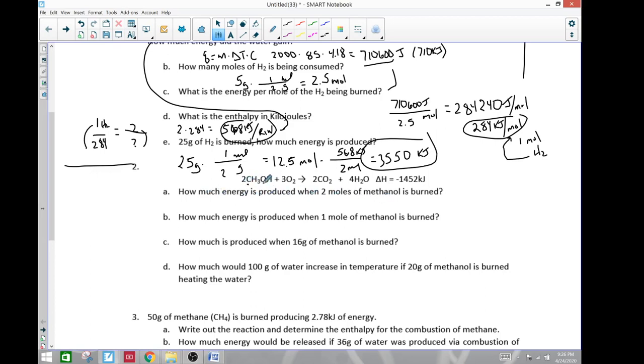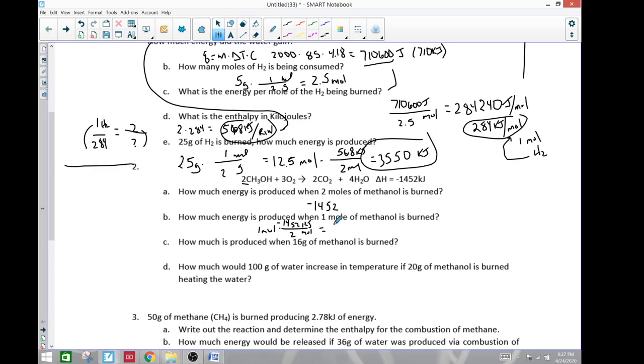Well, 2 moles gives us that much energy, so it's just negative 1452. How much energy would it be when 1 mole is burned? Okay, well, again, you could do it the long way and say 1 mole, get rid of moles and go to kilojoules of energy. This is the delta H here. That's 2 moles gives us 1452. The negative is just the direction, it's exothermic. And you run it through and you're going to get half that.